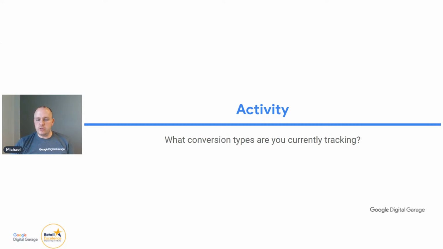Okay, what I want you guys to do is pop in the chat for me what conversion types you are currently tracking. What kind of things are you tracking online? To give you some examples while we wait for a few to come in, are you literally looking at completed sales only?